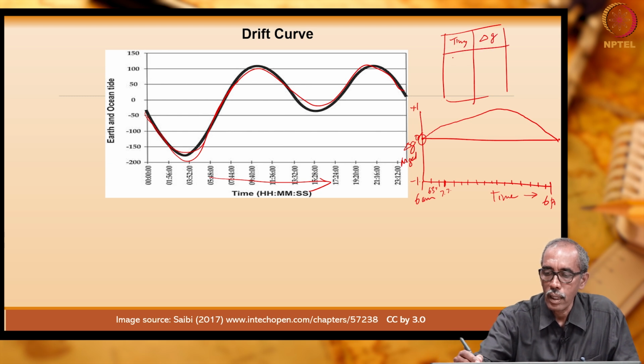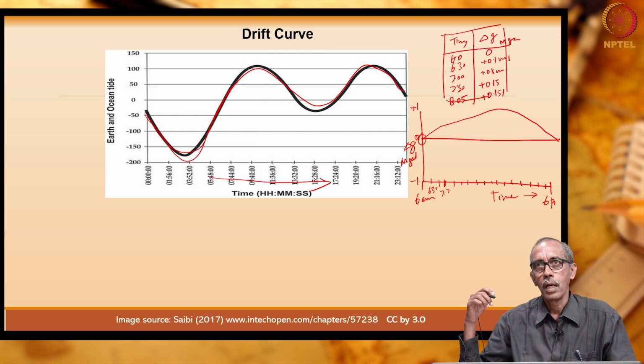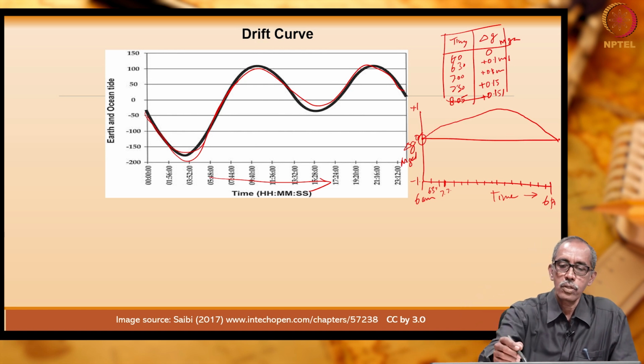With reference to that, how the value varied at different locations, that is what is known as delta G. At 6 a.m. it is 0, at 6:30 a.m. it is plus 0.1 milligauss, this is in milligauss, this is in time. At 7 a.m., same value. At 7:30, plus 0.15. Next one we could not go at 8, but we have gone at 8:05 a.m. What is the value? 0.151. This is how we note down the values. Plot of time versus delta G is known as drift curve.